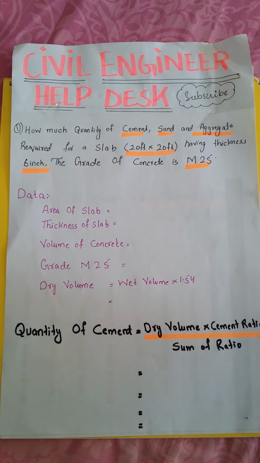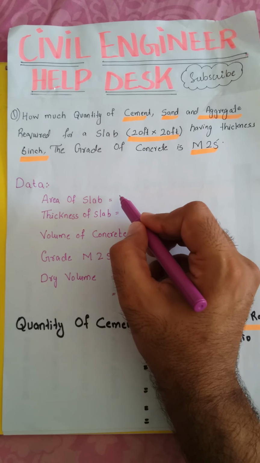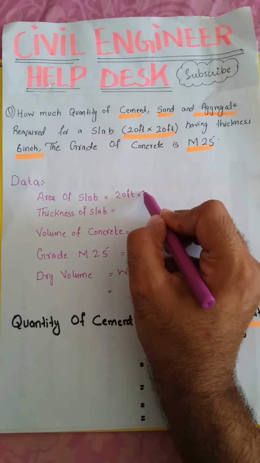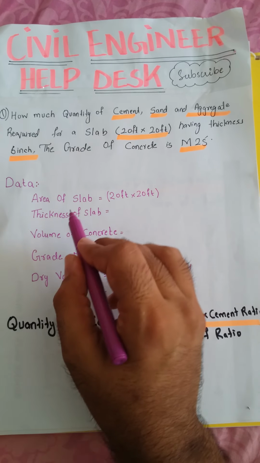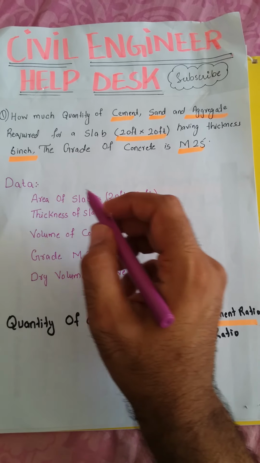We have the area of slab which is given in the question, 20 feet by 20 feet. The thickness of slab is also given in the question, which is 6 inch.